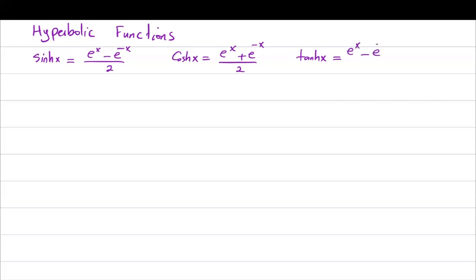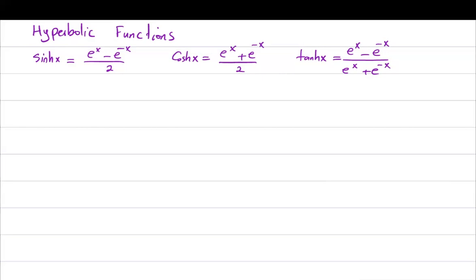Remember that hyperbolic sine of x is defined as e to the x minus e to the power minus x divided by 2. Hyperbolic cosine of x is e to the x plus e to the power minus x divided by 2. With the same definition, hyperbolic tangent of x is hyperbolic sine over hyperbolic cosine, which in turn is equal to e to the power x minus e to the power minus x divided by e to the x plus e to the power minus x. Now, what are some important properties of hyperbolic functions in general?